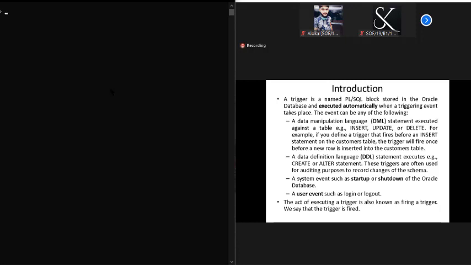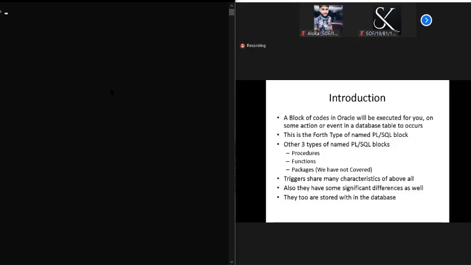With that, we look into our procedures and functions. Triggers may share some common characteristics and features with them. Also, triggers have some significant differences, as I told you: a trigger operates on these types of events, while functions and procedures do not, within the database.